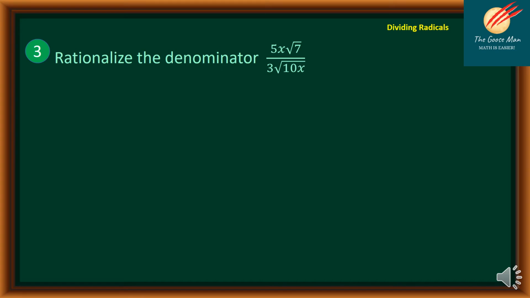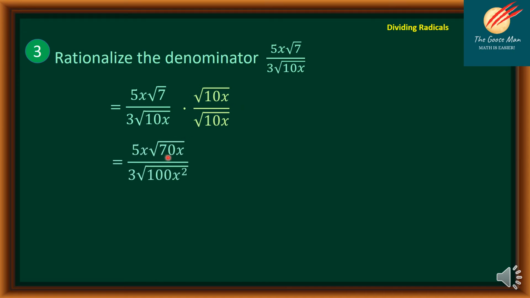So let's move on to problem number 3. Rationalize the denominator: 5x square root of 7 divided by 3 square root of 10x. The first thing that we will do is consider the radical under the denominator, that is only square root of 10x. Then we will multiply both the numerator and denominator by square root of 10x. So simplifying it further, 7 times 10x will give us 70x. Take the square root. Then we have 10x times 10x, which is equal to 100x squared, and take the square root.